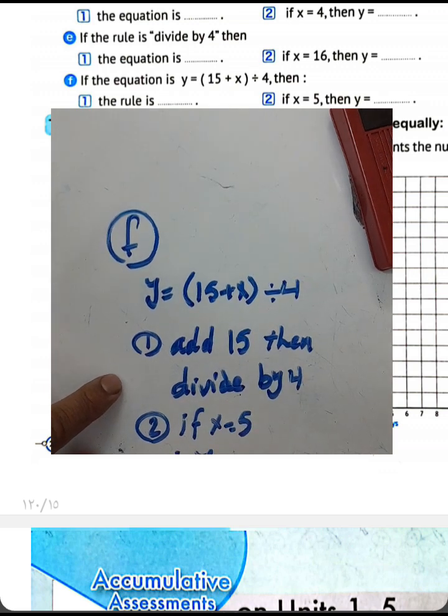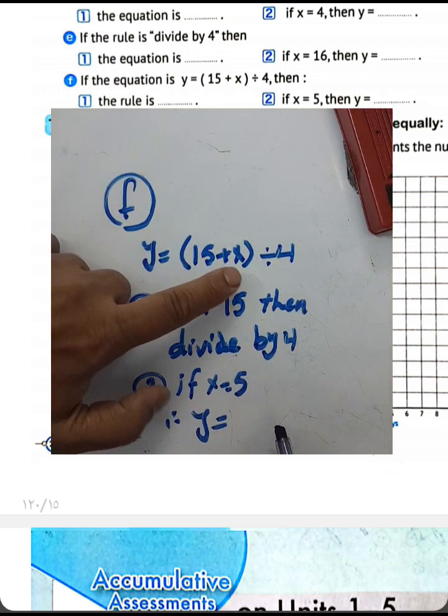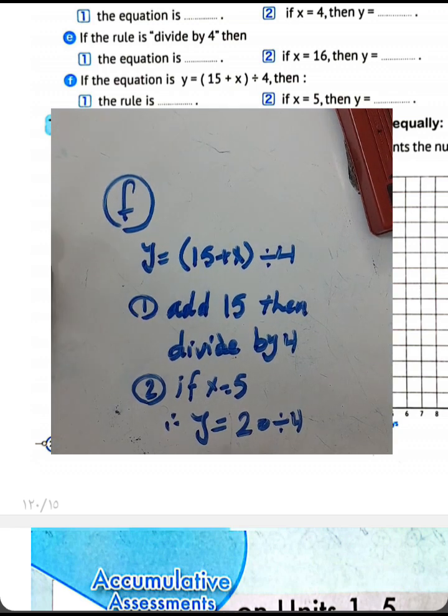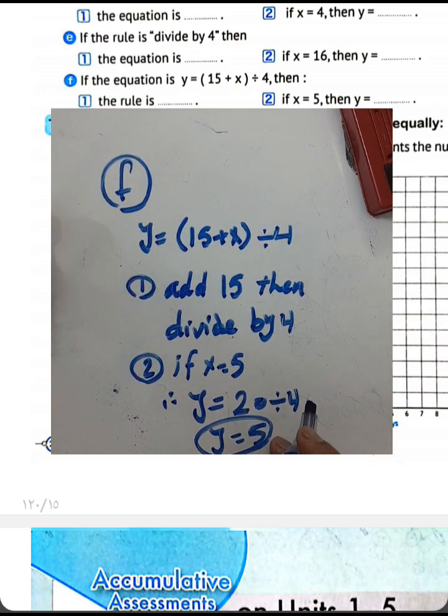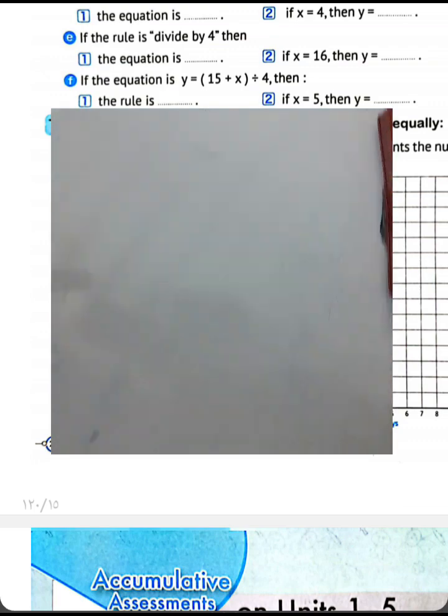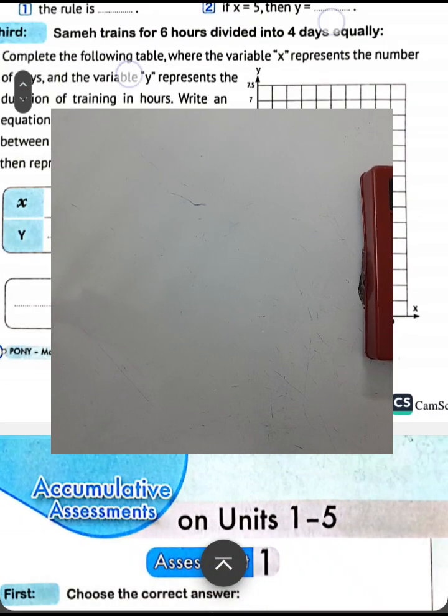Question number 2: if x equals 5, put x equals 5 here, then y will be what? 15 plus 5 will be 20. 20 divided by 4 equals 5. Then y will be equal to 5. The result here will be 5. Okay? Understood?